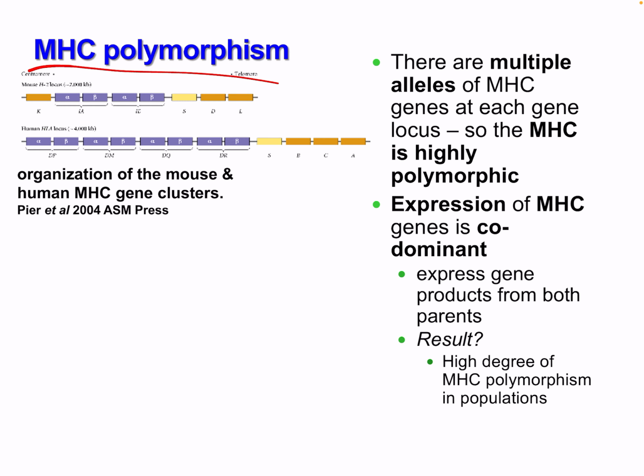So, MHC polymorphism: there are multiple alleles of MHC genes at each gene locus, so the MHC is highly polymorphic. The expression of MHC genes is co-dominant, so we express gene products from both parents. The result is a high degree of MHC polymorphism in populations and individuals. So even family members can have extremely different MHCs and even have difficulties with transplantation within families.